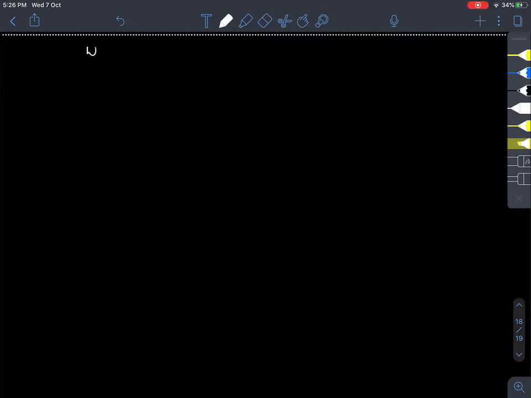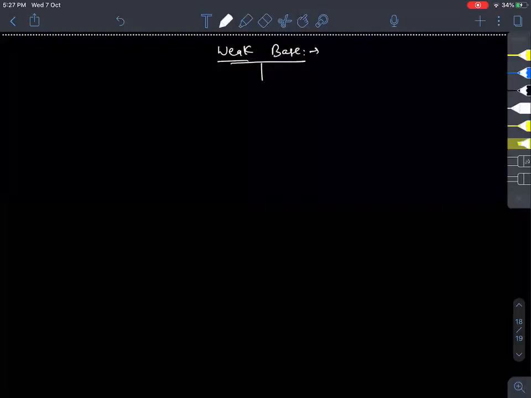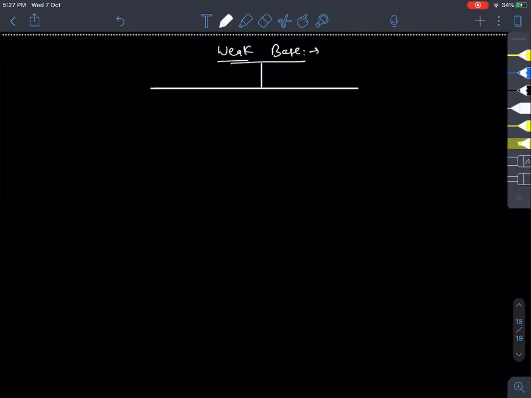Weak base. Weak base. So, I told you about weak base when I was teaching you about electrolyte. I told you weak base means something which is not a very strong electrolyte, right?